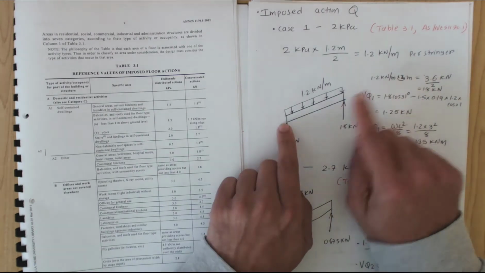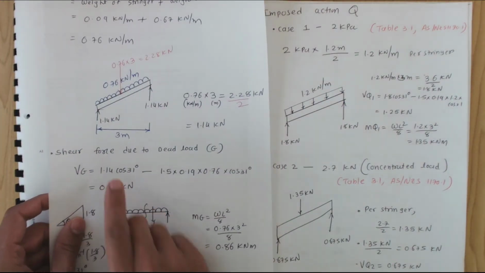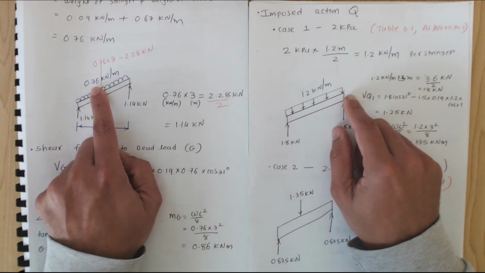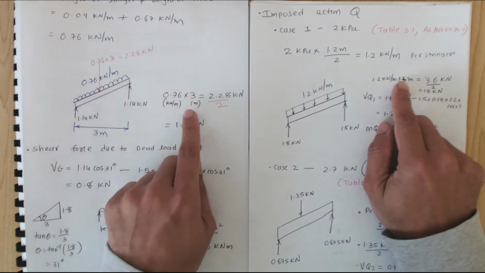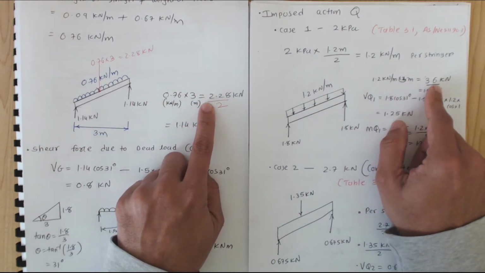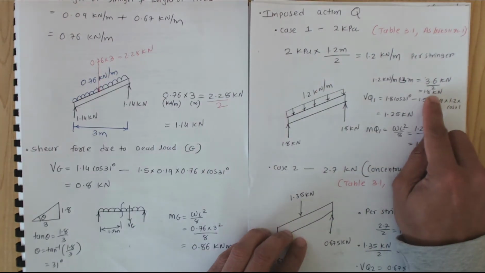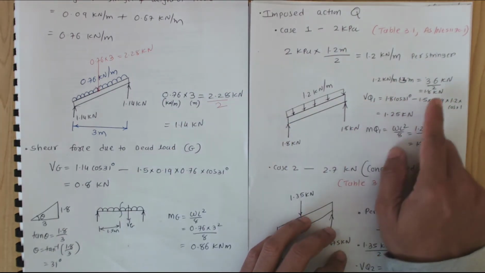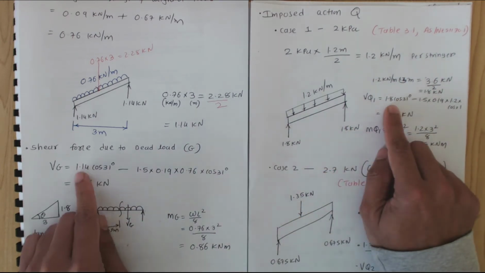Now it's the same scenario that we covered in the last video, where we covered the 1.14. The only difference is that the UDL load is 0.76, and here we have 1.2. So 1.2 times 3 gives us 3.6 kilonewtons, the load coming in the middle. That divided by 2 gives a reaction force of 1.8 at the two ends. So it's basically the same thing.